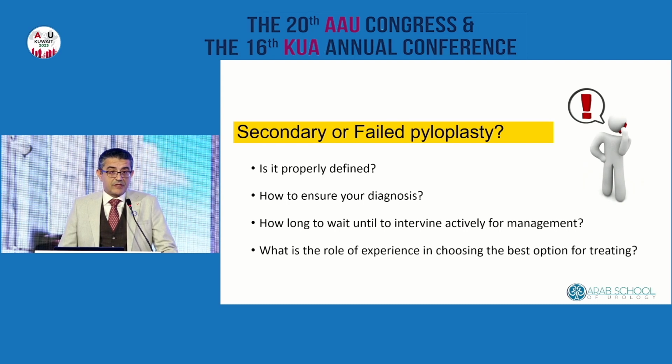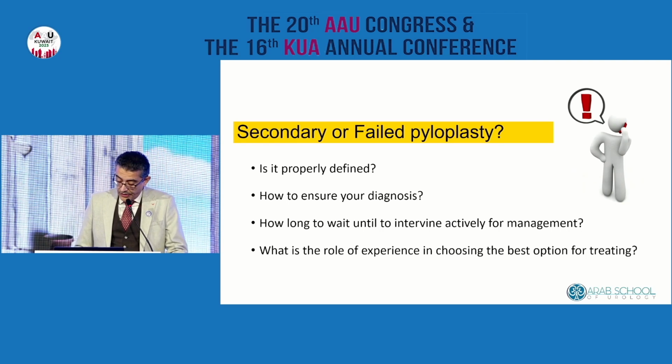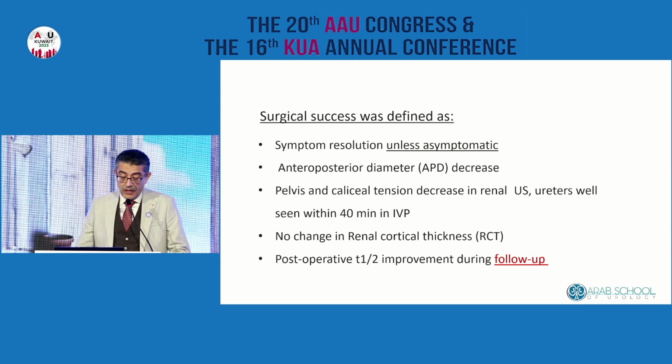So what's the secondary or the failed pyeloplasty? We need to know what is the proper definition, how to ensure our diagnosis, how long to wait until to intervene actively for the management, what's the role of the experience in choosing the best options for treating. So surgical success was defined as symptoms resolution, unless the patient is asymptomatic, anteroposterior diameter to be decreased, pelvic and calyceal tension decrease in renal ultrasound. The ureter could be seen within the 40 minutes in the IVP. No change on the renal cortical thickness, and the post-operative T-half improved during the follow-up.